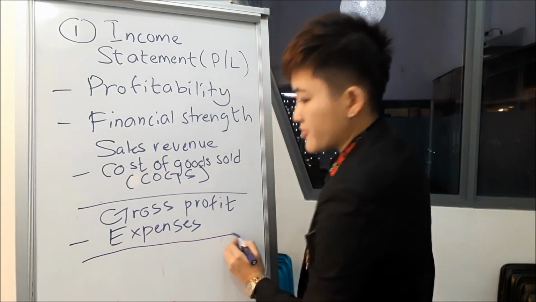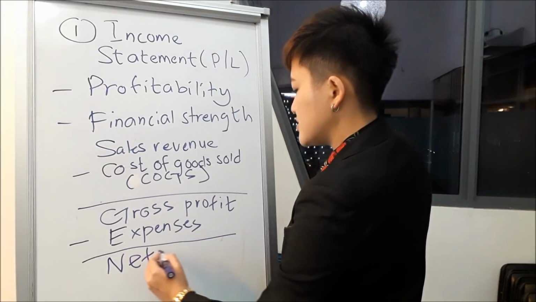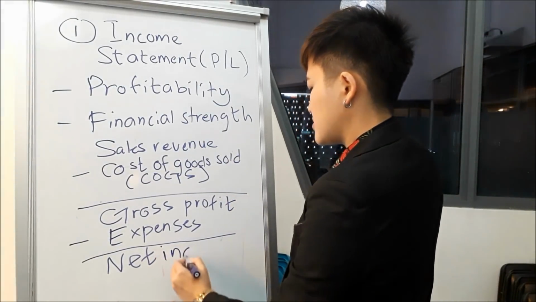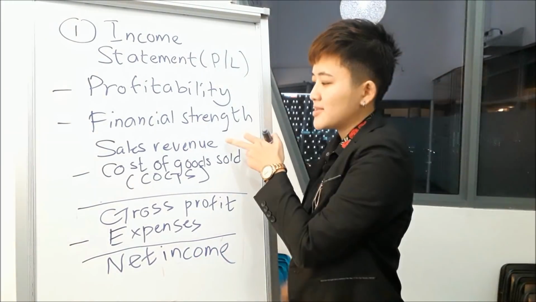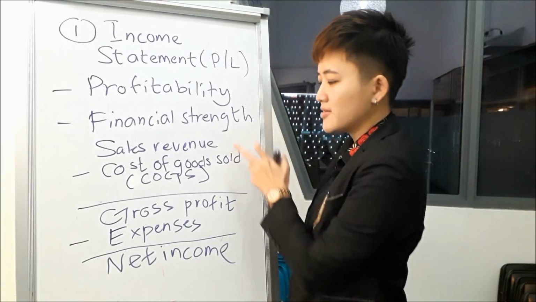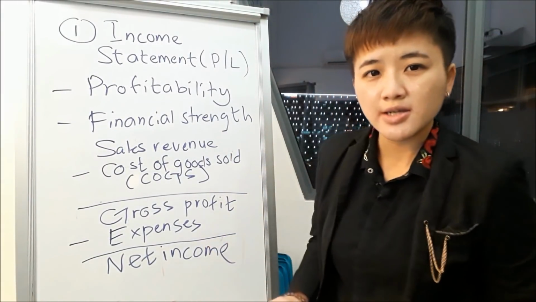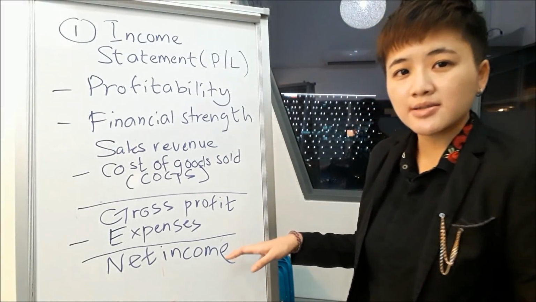So once you minus off your expenses, then this is the so-called your personal savings, which is your net income or your net profit. This is like your salary, okay? Then this is like your personal expenses. After you paid off everything, you have some extra savings, which is your net income.